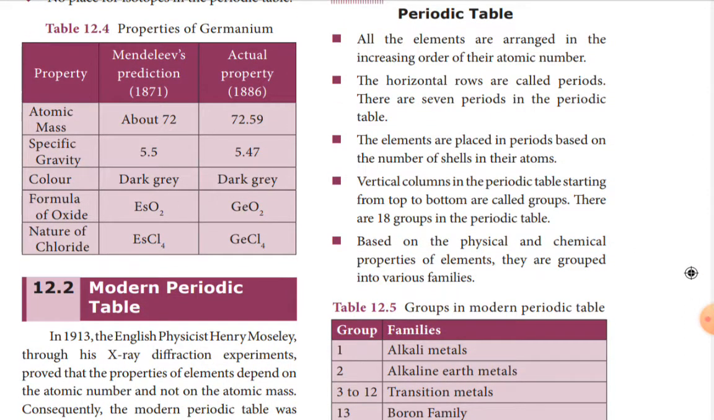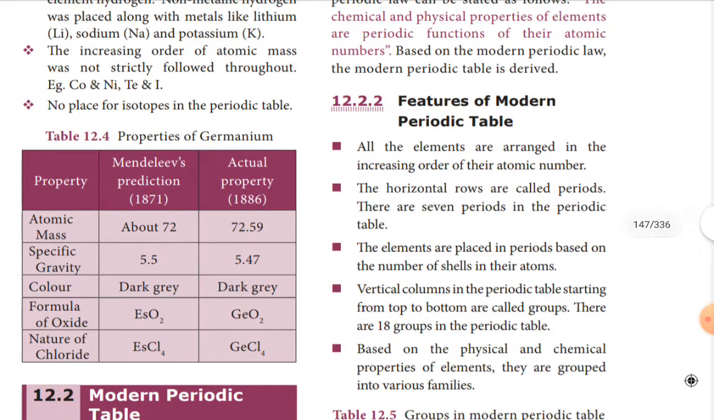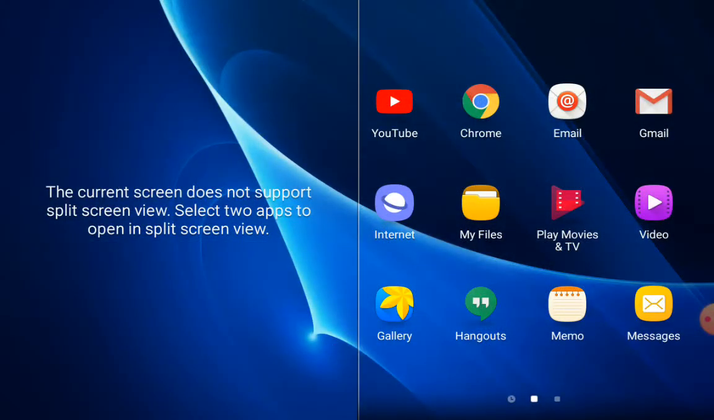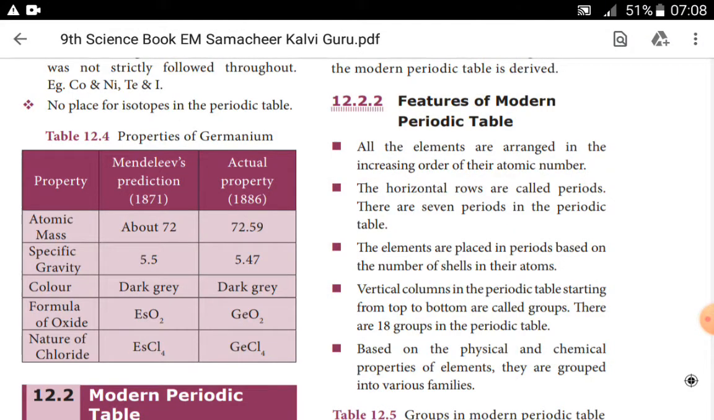Then what are the features of the modern periodic table? In the modern periodic table, all the elements are arranged in the increasing order of atomic number. Atomic number you already know. Atomic number is the total number of protons or electrons present in the atom.